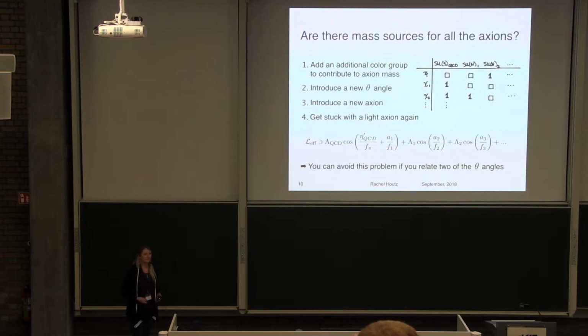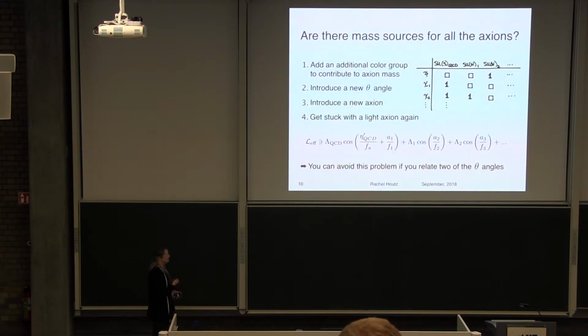And I showed you this example because this is sort of the problem you always run into. You can always kind of play this game forever. So you add an additional color group to contribute to the axion mass. The new group has a new theta angle. So you introduce some new mechanism, a new massless quark or a new axion to absorb the theta angle, and you get stuck with a light axion again. And you can kind of get stuck in this loop.